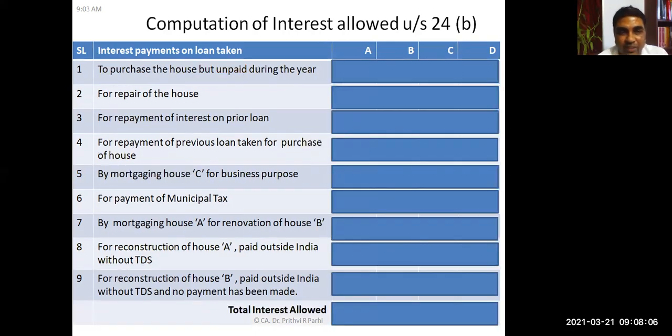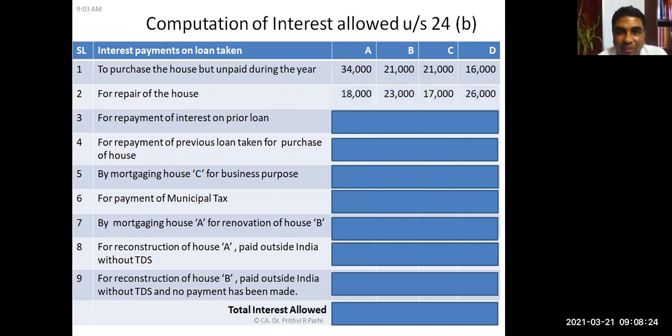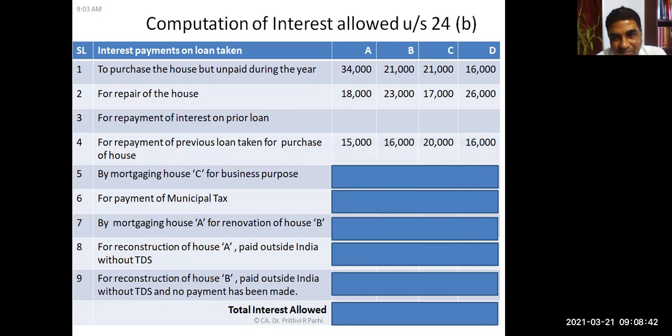This is the answer. First, to purchase of the house, is it allowed or not? It is allowed. Allowed in all the cases. For repair of the house, allowed. For repayment of interest on a prior loan, not allowed. Then for repayment of the previous loan taken for purchase of a house, allowed.